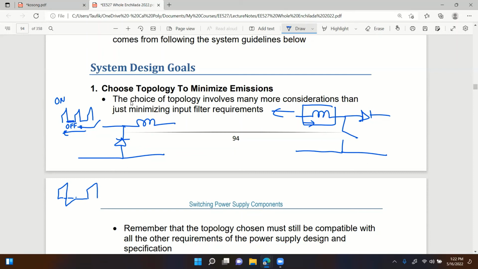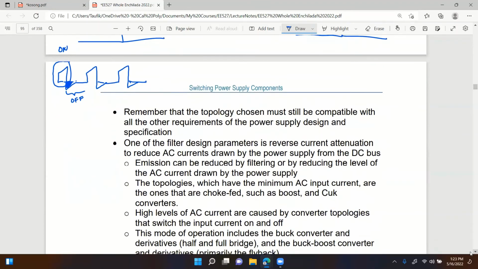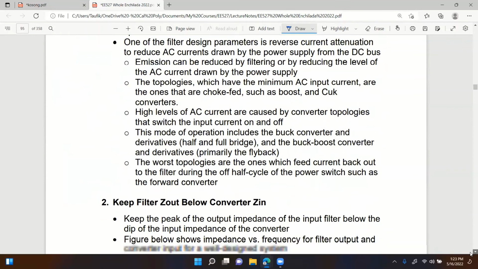And you've seen it. If you took EE410, you've actually seen this topology before. So even during off time, it sends some continuous current back to the source. That's another EMI. So you have EMI during on time, and you have EMI during off time. You recall what topology that would be? It's called single switch forward.